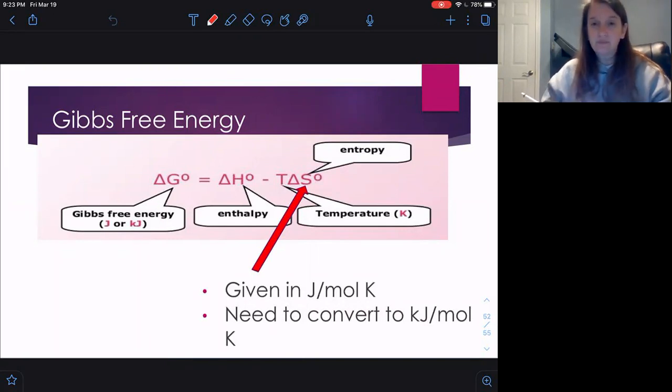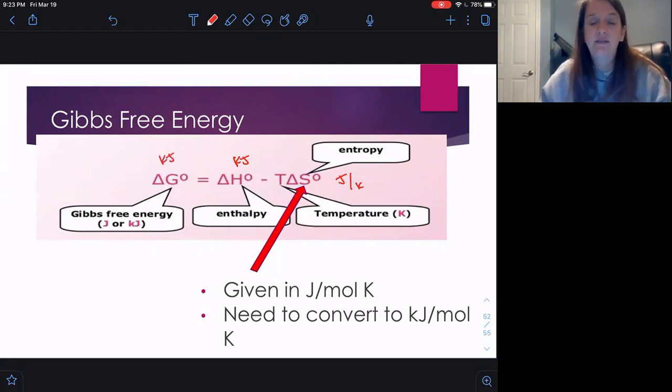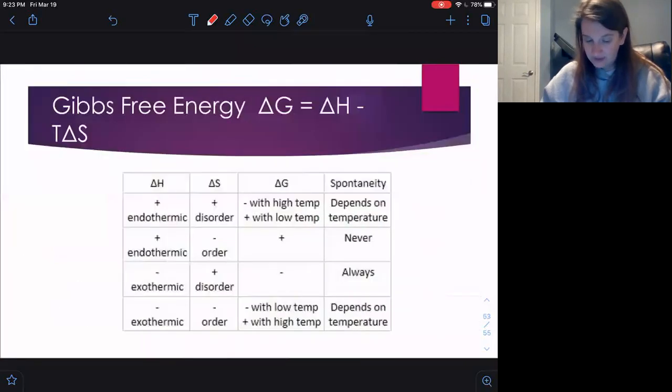And then our units for enthalpy were always in kilojoules, and our units for entropy were joules per Kelvin. And we usually will answer our free energy in kilojoules as well. So that means we need to convert our entropy into kilojoules by moving our decimal point 3 times to the left. Okay, 3 times to the left.